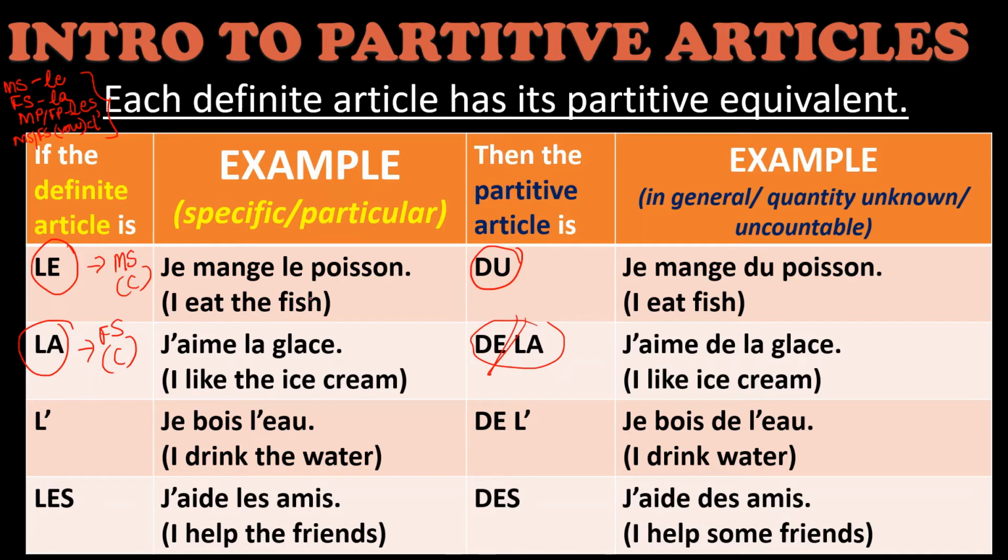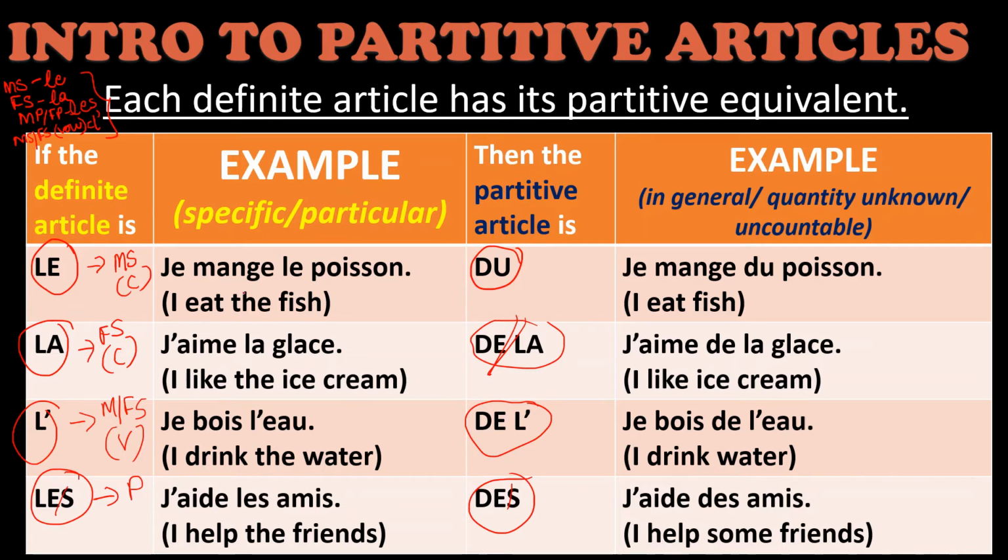De la. Then, if it's masculine or feminine singular but beginning with a vowel, okay, then the definite article you know is l', and accordingly the partitive becomes de l', the L apostrophe. And lastly, if it's plural, the definite article is les, the partitive article is des. Okay, just like here you don't pronounce the S, here also for des, the S is silent.